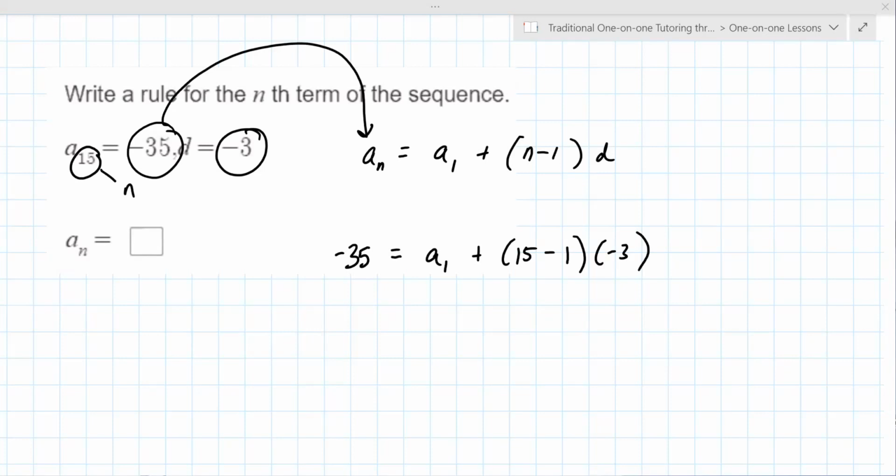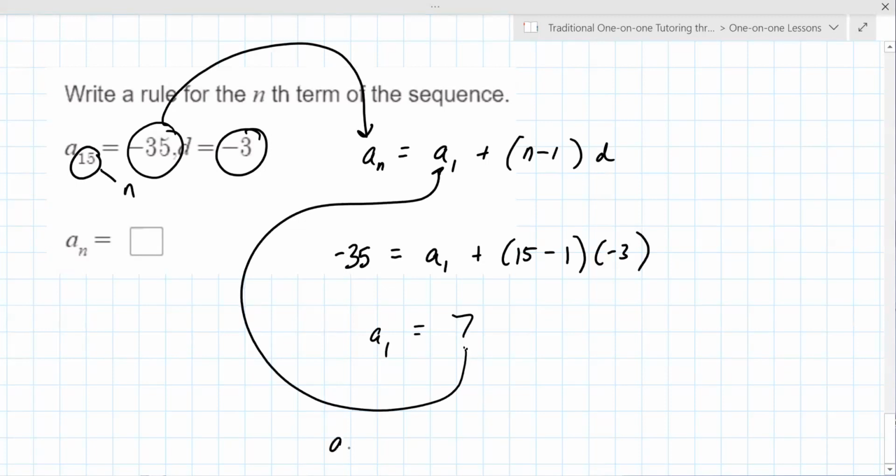It is 7. Yeah, a1 is 7. Perfect. So that number goes back in here. Your an is a1, 7, plus parentheses n minus 1 times -3.